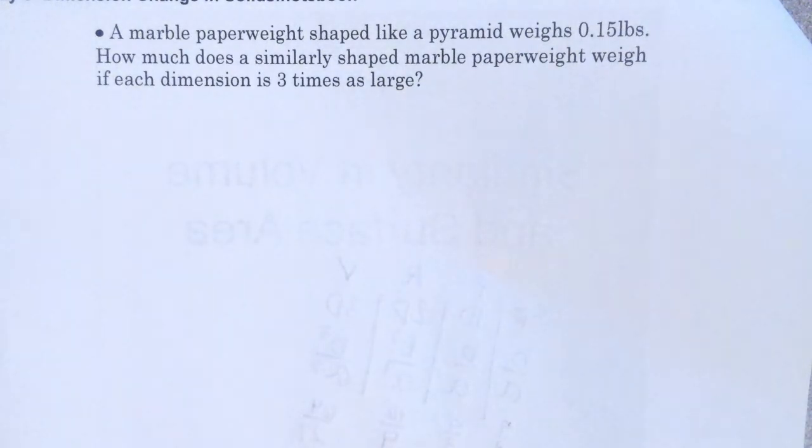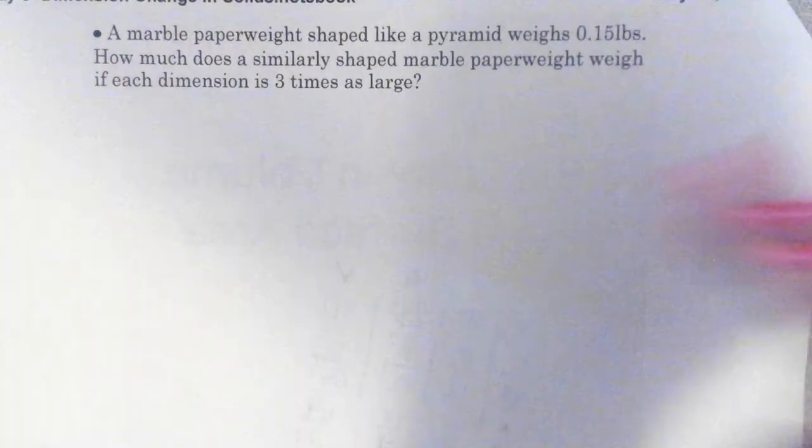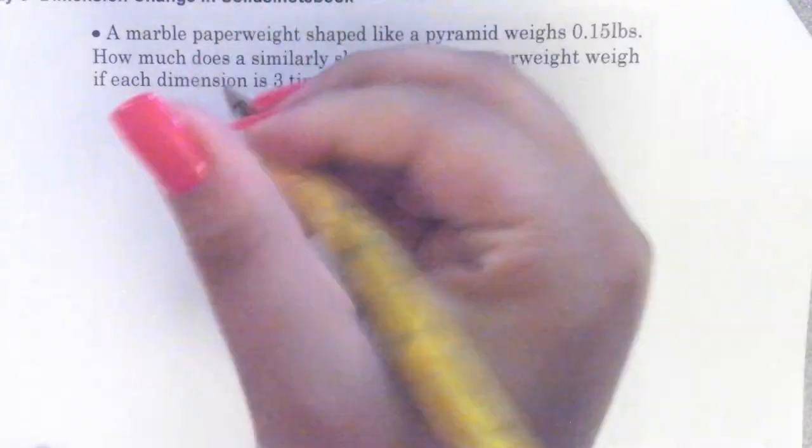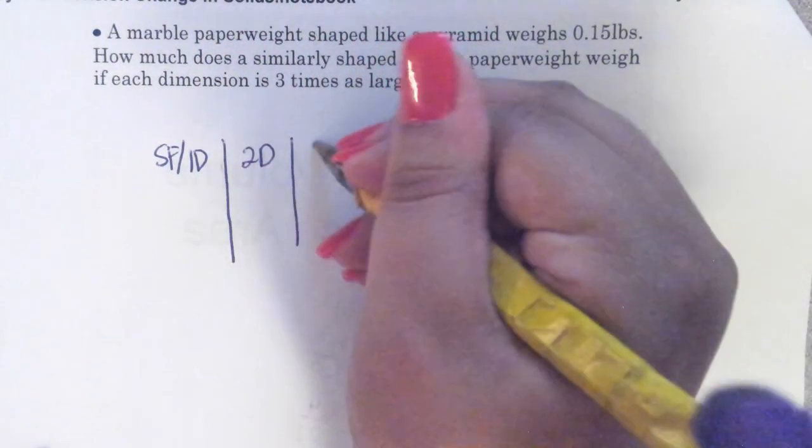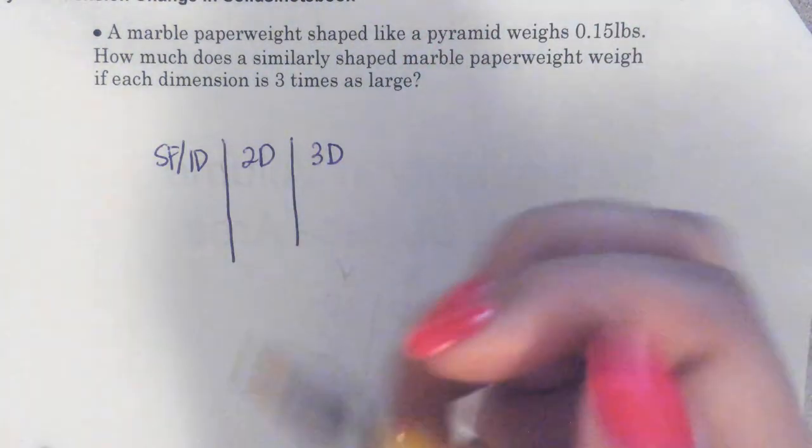Example 2. A marble paperweight shaped like a pyramid weighs 0.15 pounds. How much does a similarly shaped marble paperweight weigh if each dimension is 3 times larger? So you can do example 2. You don't have to write all of this down, but maybe write down what I'm going to write down. What do I know? So what's 3 times for me? That's my scale factor. 3/1, 3, same thing. That's fine.